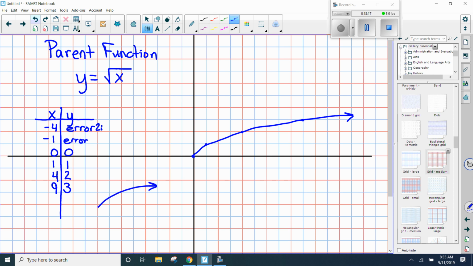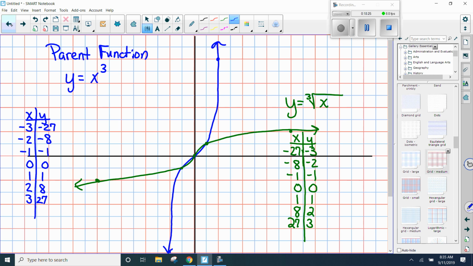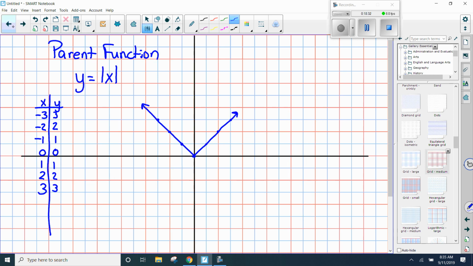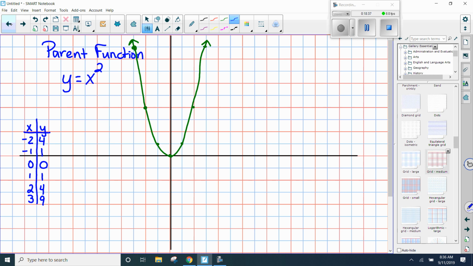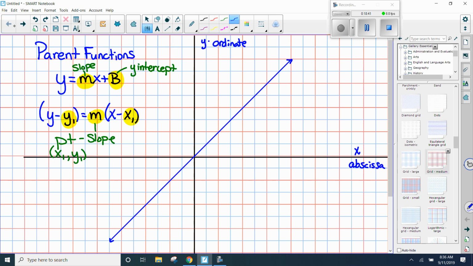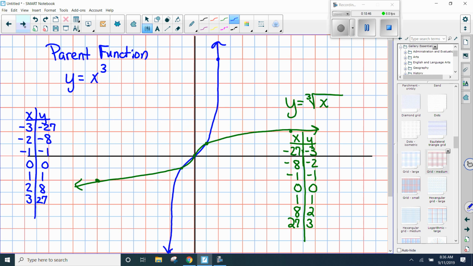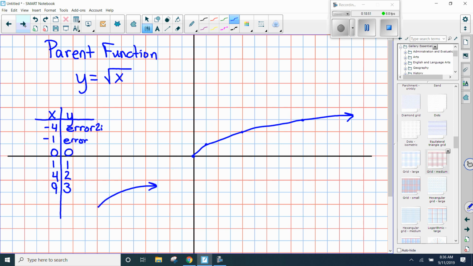That's a parent function. So when you see that, you're going to say, oh, that's a graph of a square root. You've got to be able to go through and look at these and say, oh, that's a graph of a cube. Go the other direction. That's the graph of an absolute value. There's the graph of x squared. And of course, then you just have the graph of your line. So those are main parent functions that you need to look at and at least recognize a little bit about what the equations are, known as parent functions.